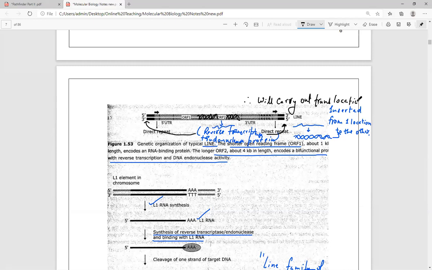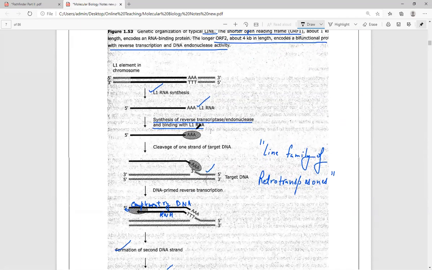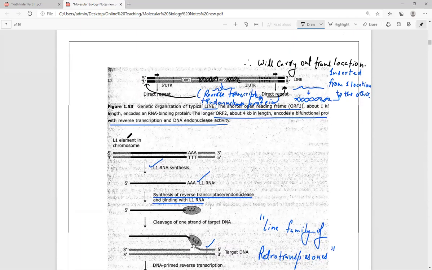Location. It is the one that would be carrying out the translocation from one side to the other. Now you look at the L1 line family of transposable element. The L1 LINE family of the transposable element is synthesized in RNA. The RNA molecule is synthesized through L1 RNA synthesis. When L1 RNA synthesis takes place, then RNA is biosynthesized. This is the L1 RNA.